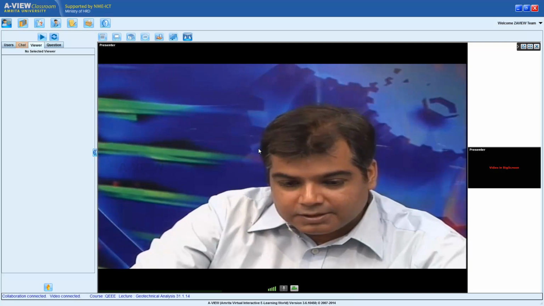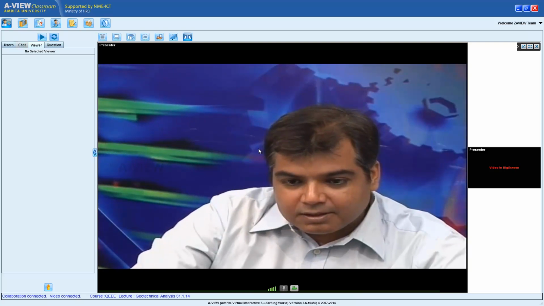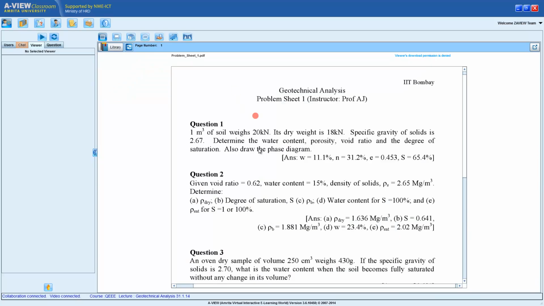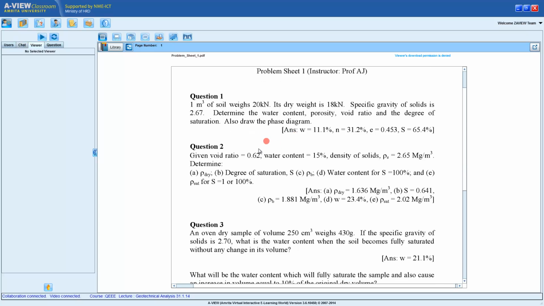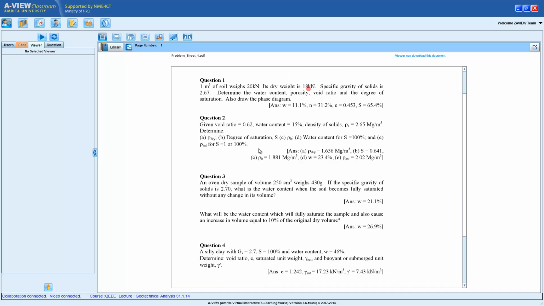Okay, so no more questions. Let's look at the document. We have listed down this problem sheet 1, based on the interaction between the previous lecture and today's lecture, and I'll just right click and allow download. So in other words, you're free to download this problem sheet at home. These 4 questions are not exhaustive, so I'll just zoom out to show you. The 4 questions are not exhaustive.